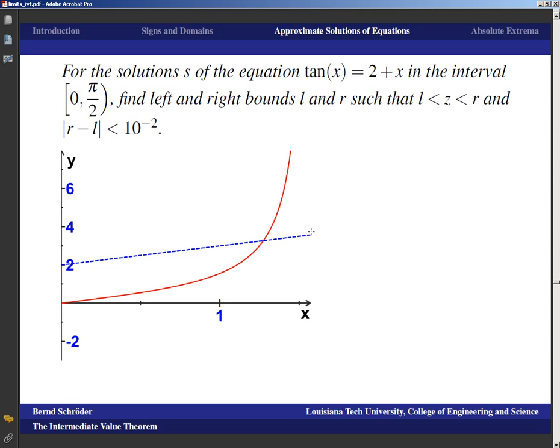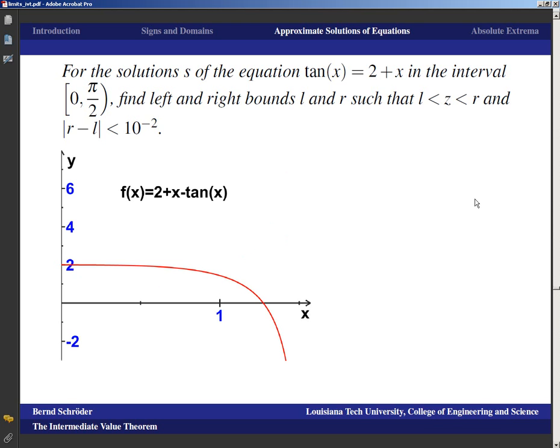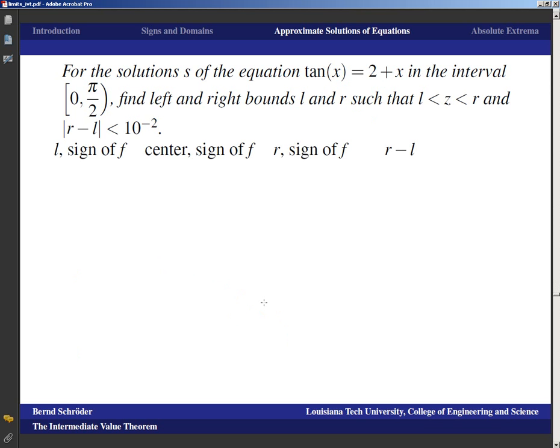The intermediate value theorem talks about zeros, but a standard way to solve equations using the intermediate value theorem is that we simply bring everything to one side. So here we could look at the function 2 plus x minus tangent x, which is what you get when you subtract tangent x on both sides. And then our solution really is a zero of this function. Okay, so what do we do? We set ourselves up with a table. We've got your left point and your right endpoint and your center point. And aside from the point, we'll also record the sign of the function for each one of them.